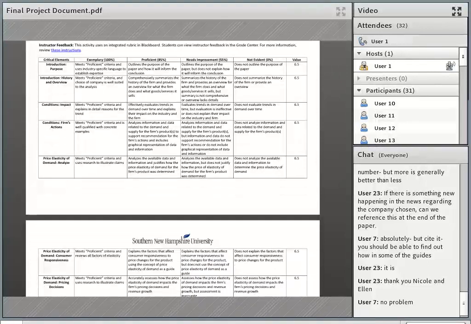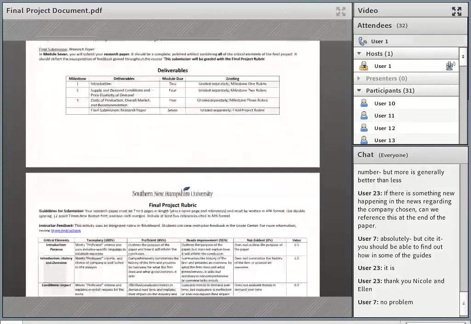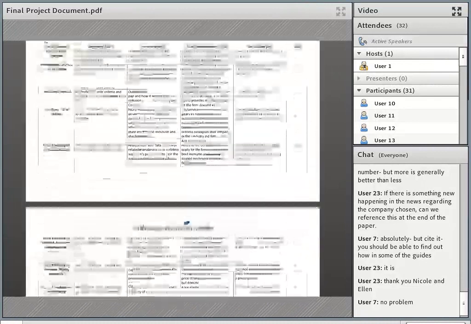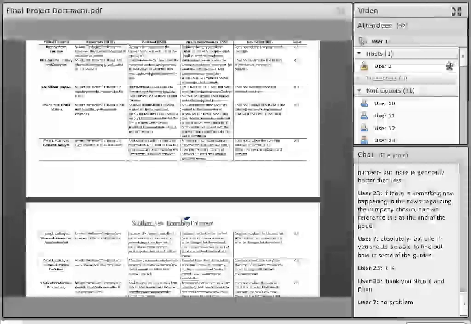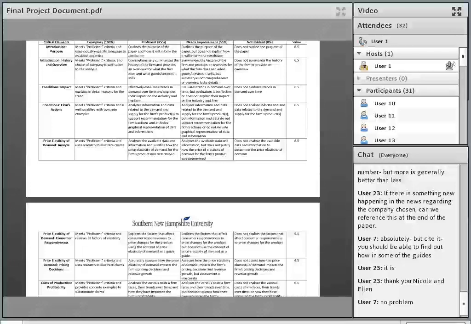Another one that I want to point out in particular is price elasticity of demand analyze. And sorry, let me just get it here. So it's right here at the bottom of this page that's sort of on top. So it's kind of right in the middle of our screen. And so if you read the proficient column, the proficient column says analyzes the available data and information and justifies how the price elasticity of demand for the firm's product was determined. So basically you're saying here, I think that price elasticity of demand is either elastic or inelastic.